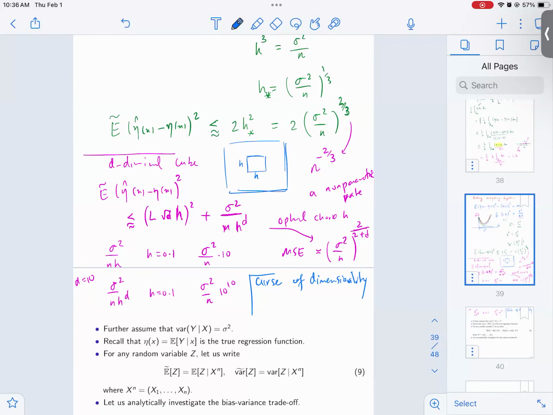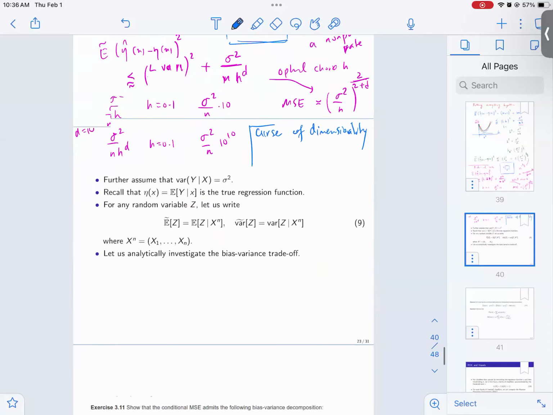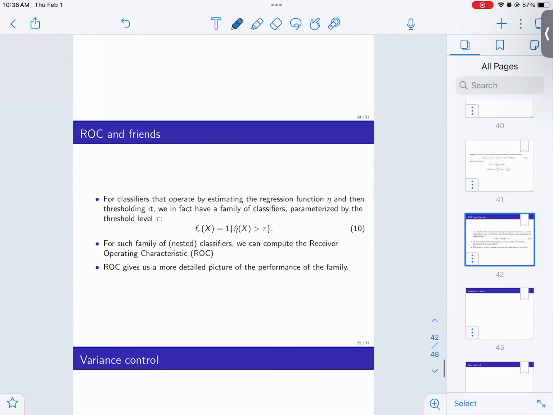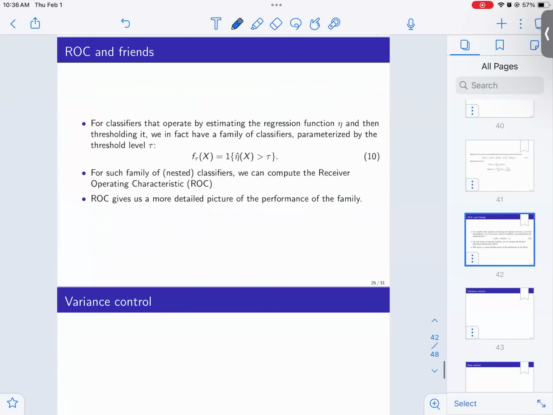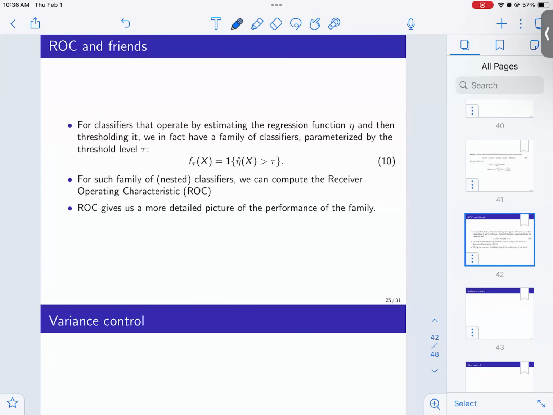Okay, so this concludes our discussion of local averaging for now. I'm going to switch to a topic that's left over from chapter 1, and then move on to the parametric models that try to avoid this issue. This is switching gears a little bit. We should really have talked about this in chapter 1, but let's talk about it here.